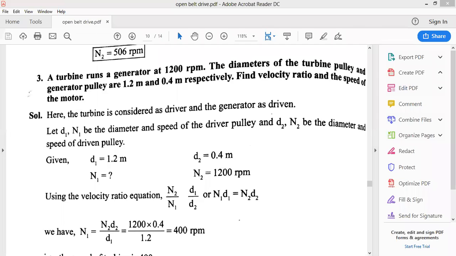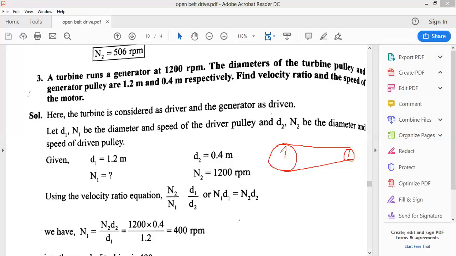Yes, so let's solve some problems on belt drives. In today's class, what we know already is that whether it's an open belt drive or a cross belt drive, the major thing we should know first is that we have two pulleys having different diameters, D1 and D2.